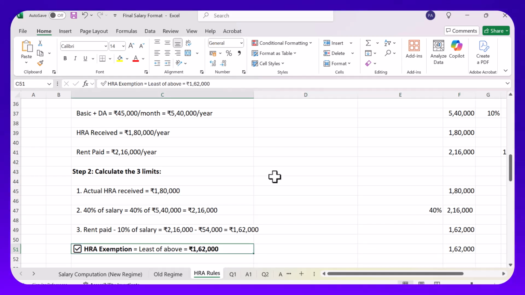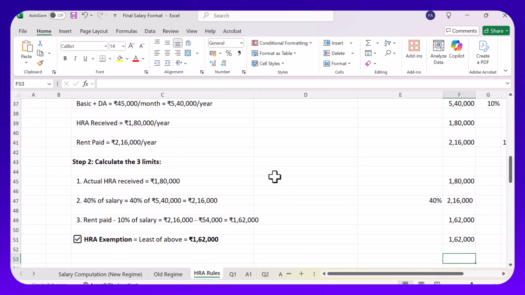Read this exemption limit. So that means this is one. The first figure is 1,80,000, the actual HRA receipt. 40% of the salary is 2,16,000. Rent paid minus 10% of salary is 1,62,000. So which is the least out of the three numbers? Rent paid minus 10%. So that means this will be exempt.